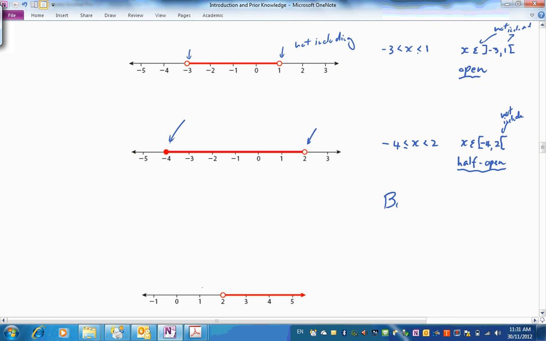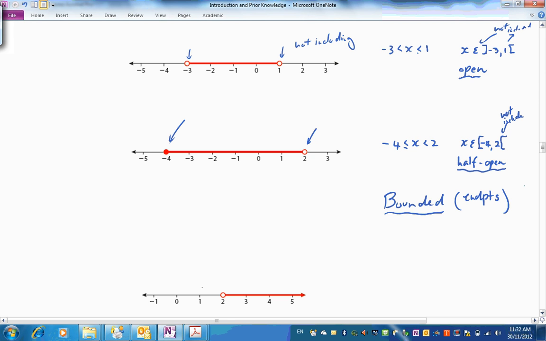These are all bounded because they've got a bound on each end. They might be closed, they might be open, or they might be half open, but they are bounded because it stops at both ends. So it has endpoints, if you like, that you can't go past.